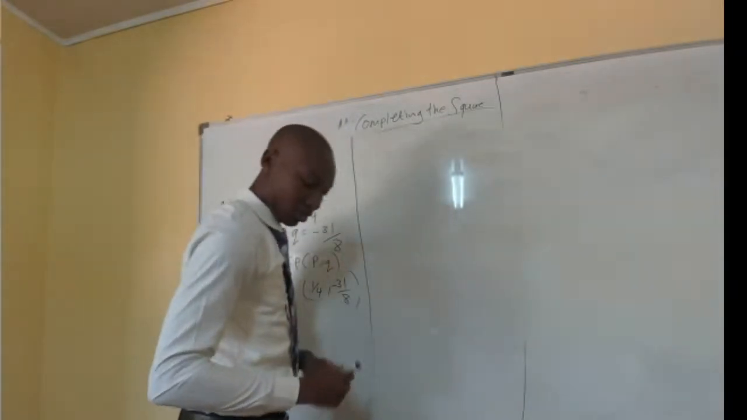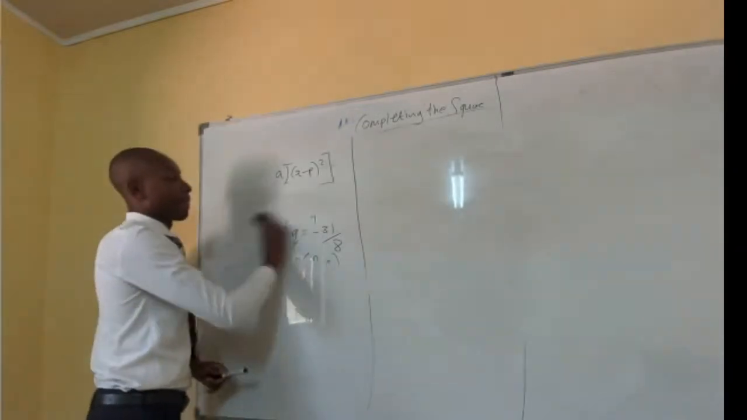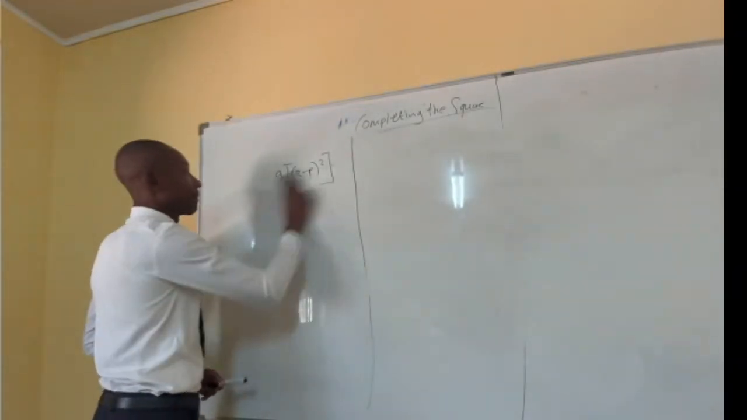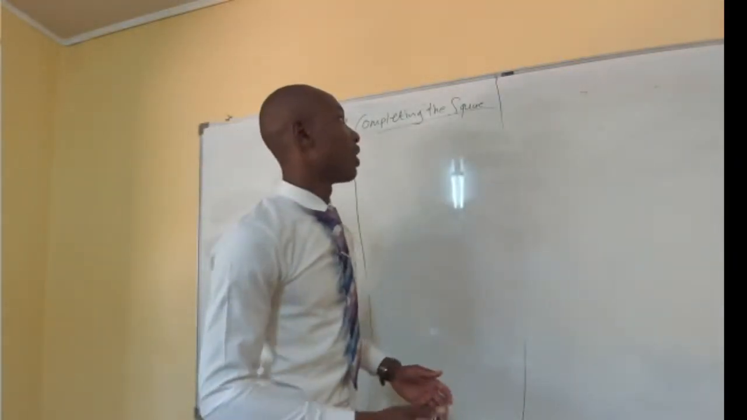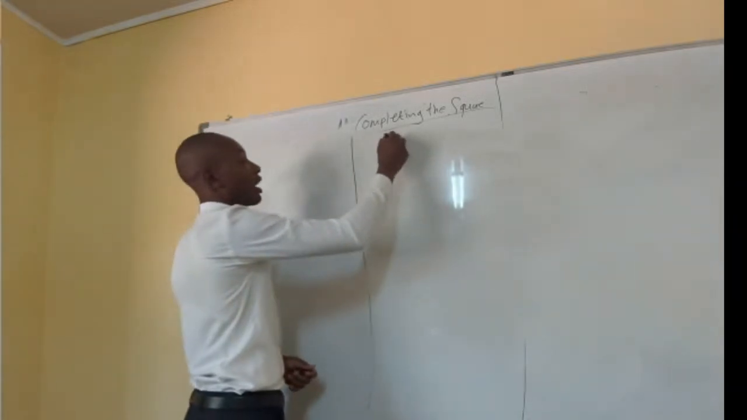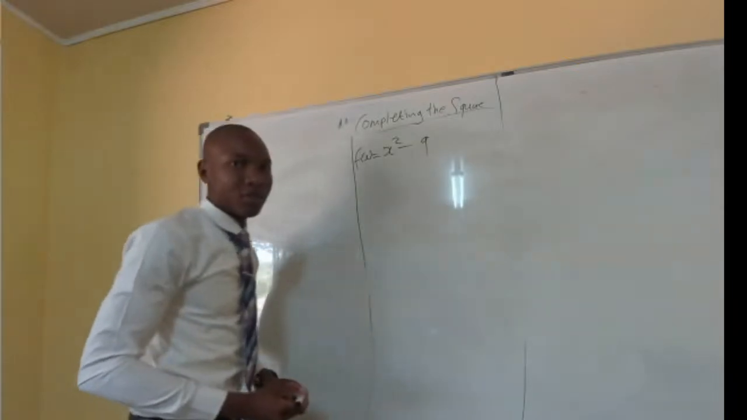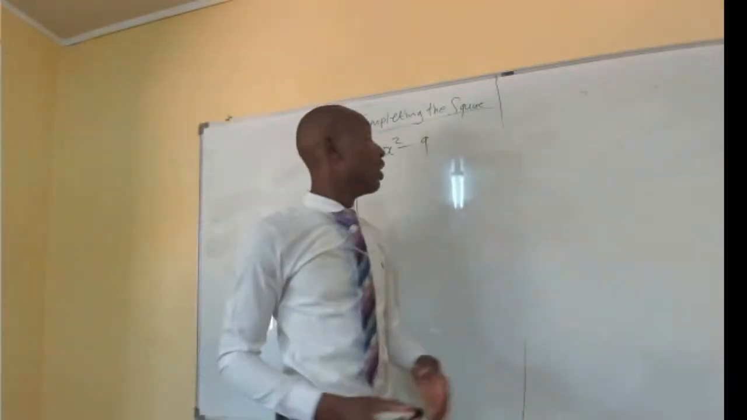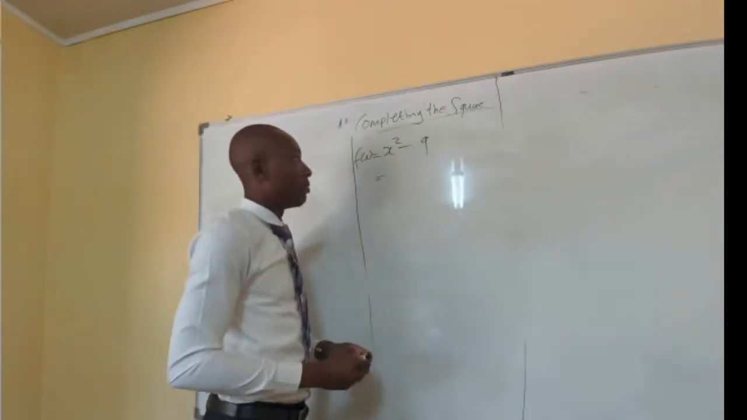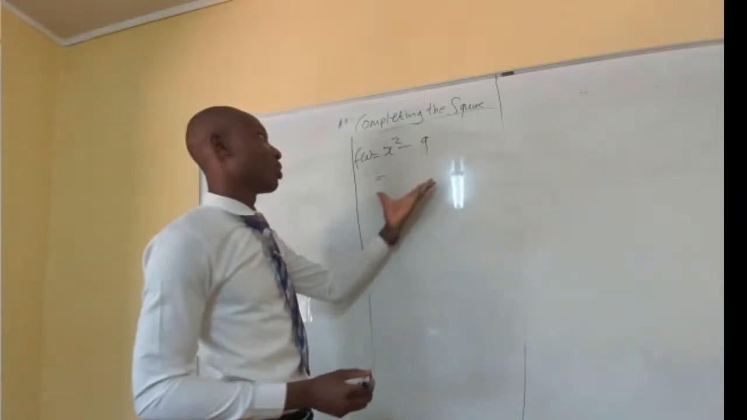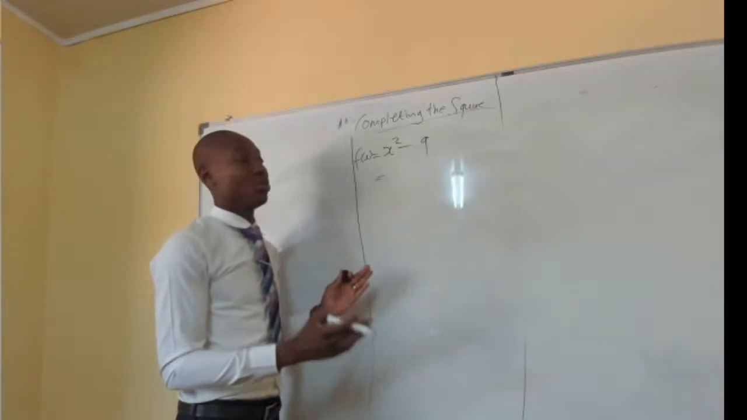Okay, so what happens now if you have x squared minus 9 as your function, and you are asked to complete the square for this? What do we do? In this case, I will complete the square for you, but I want you to see that it's not necessary to do the whole process.